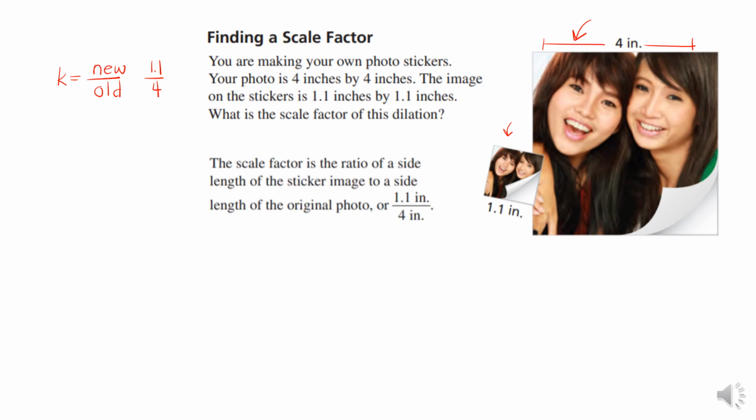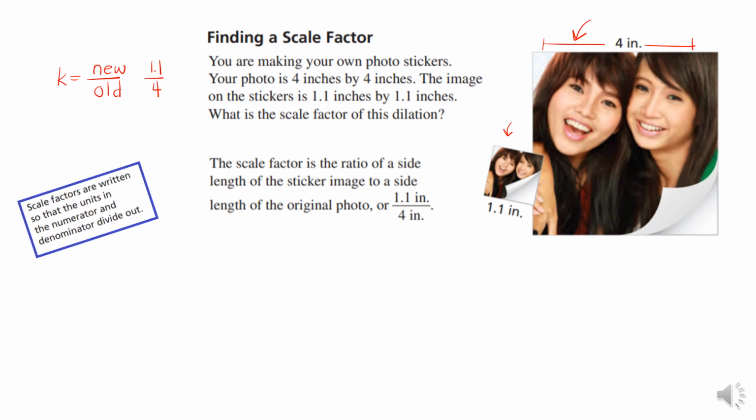Now, when you're doing scale factor, an important thing to remember, and any time you're using fractions, is you do not leave decimals in a fraction. So this is how they describe it, and that is what your scale factor is. So it's 11 to 40. Okay? Alrighty.